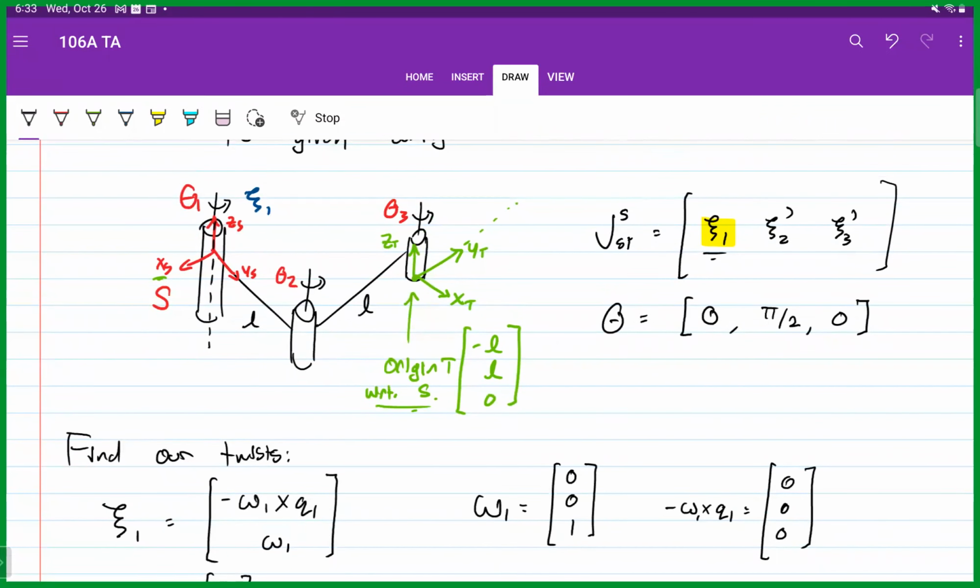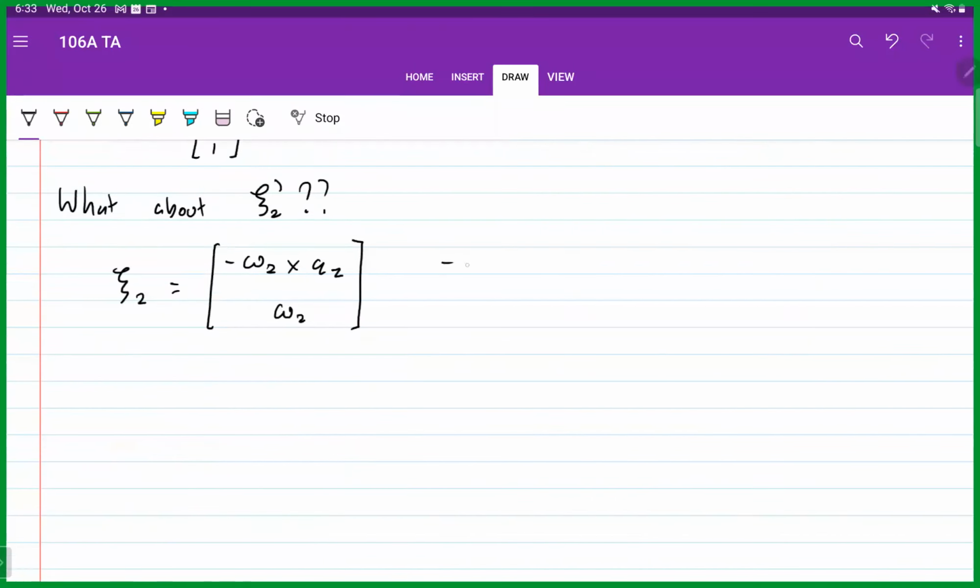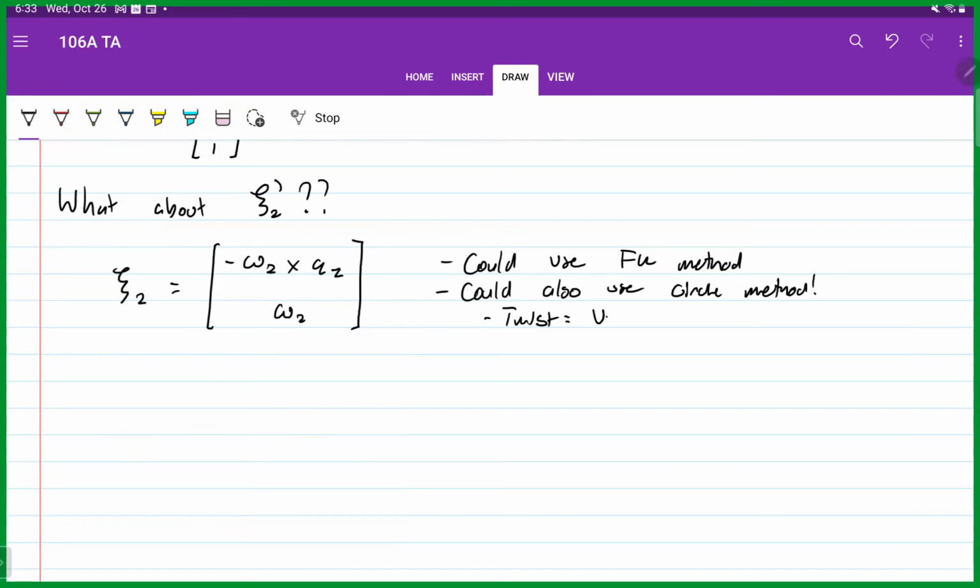Now, there's a couple different methods of doing this. One of them is that method we were using in forward kinematics, where we actually identify a point, take the cross product, and go through that whole thing. And then there's this other method called the circle method, which we've been using for rigid body velocities. So we could use the FK method, and we can also use the circle method. Bear in mind, all these twists are just rigid body velocities with theta dot set equal to 1. So twist equals velocity with theta dot equal to 1.